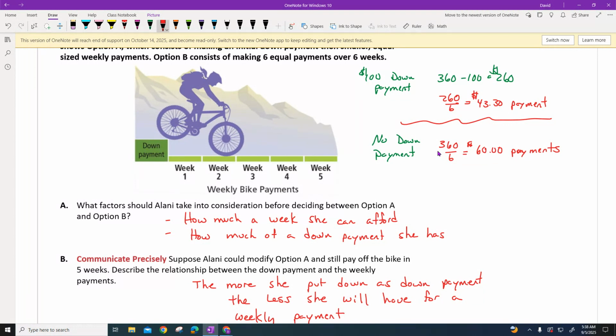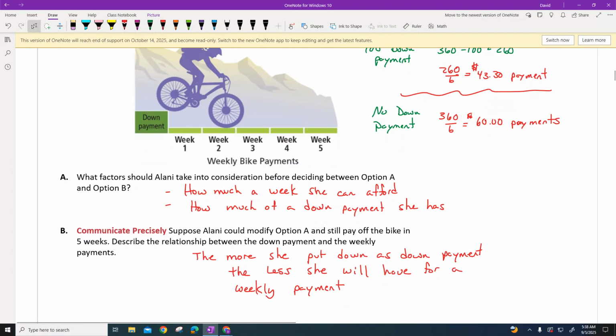So that's one thing to consider, is how much of a payment she can afford. And then down here, I also thought, well, she needs to know how much she can do for a down payment. She might be totally broke right now, and she needs a bike so that she can get to work. So she doesn't have any money for a down payment, but she can't get a job if she can't get to work. And so that's going to make her a big payment here.